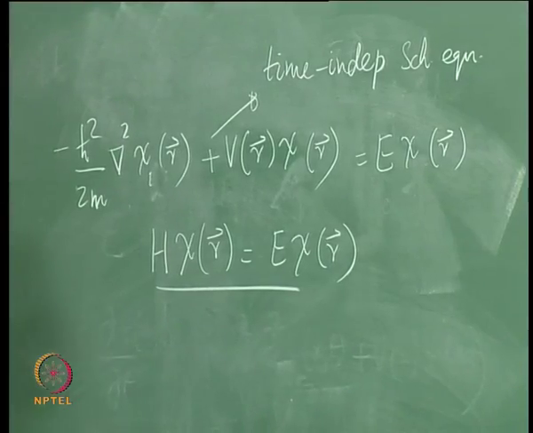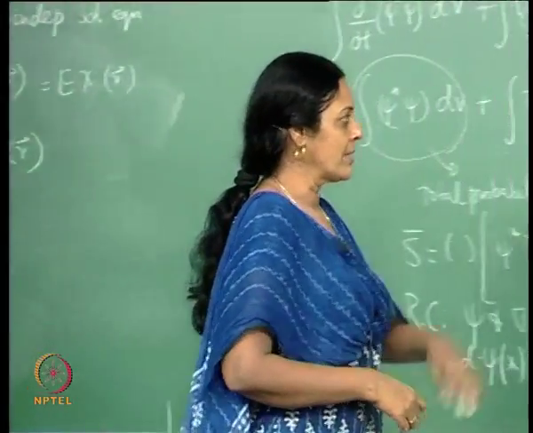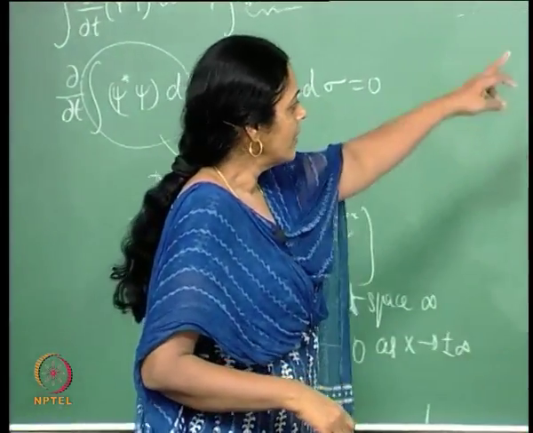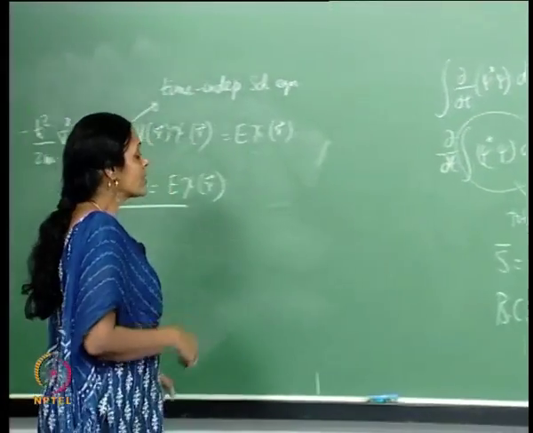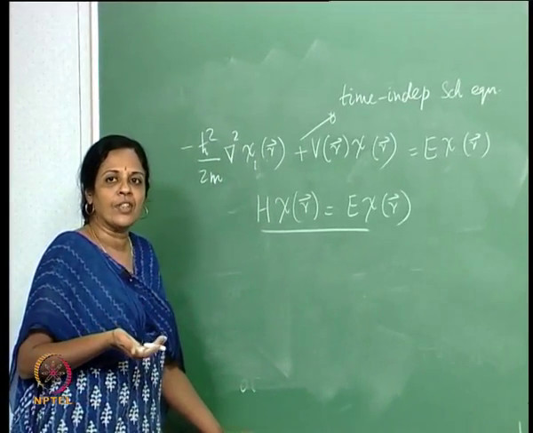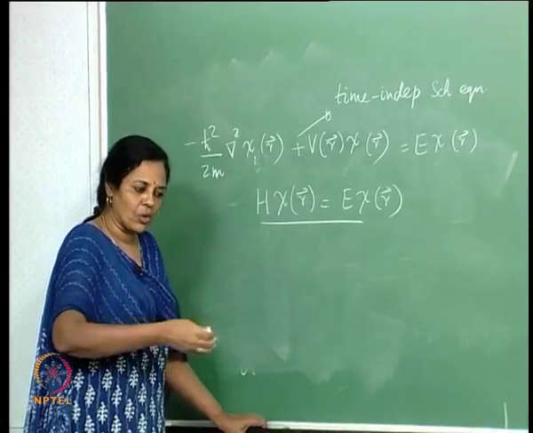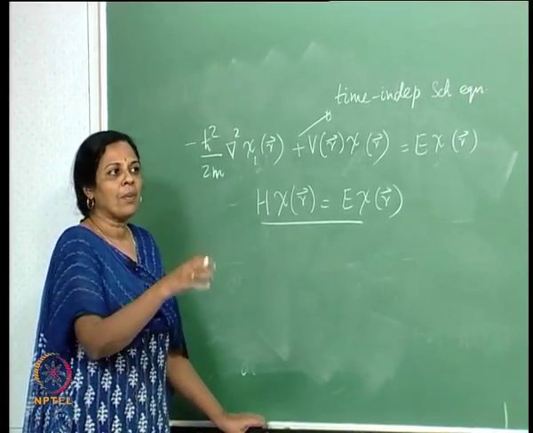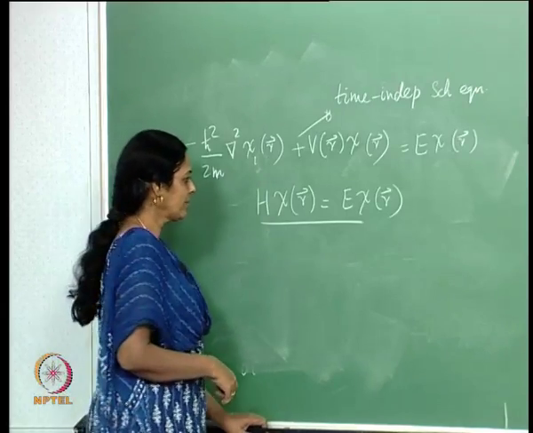Of course, if you put the time dependence, then you have an i h cross delta by delta t already coming in, and this kind of an analysis does not go through. So if the system is in a stationary state, the time development is very simple and straightforward, it simply moves as e to the minus iEt by h cross, and then the part of the wave function that depends upon the position coordinates alone.